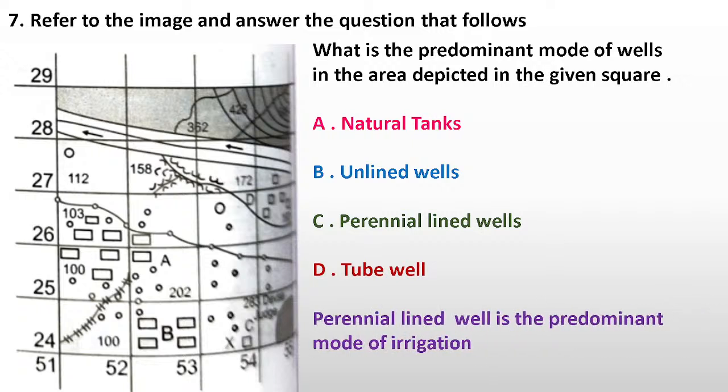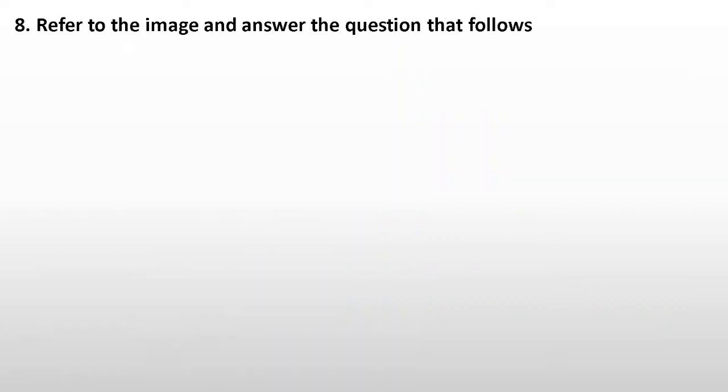So the correct answer for this question is C. Correct, Arushi Shah and Mayank Raj. Perfect answer. Perennial lined well is the predominant mode of irrigation that is depicted in this particular image. Going ahead with question number 8.